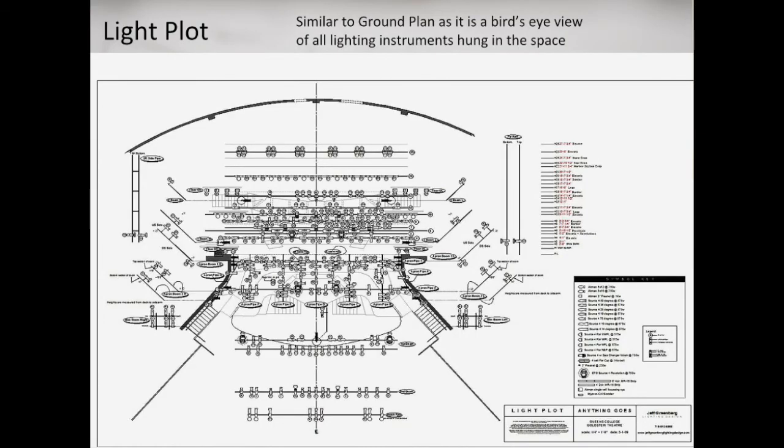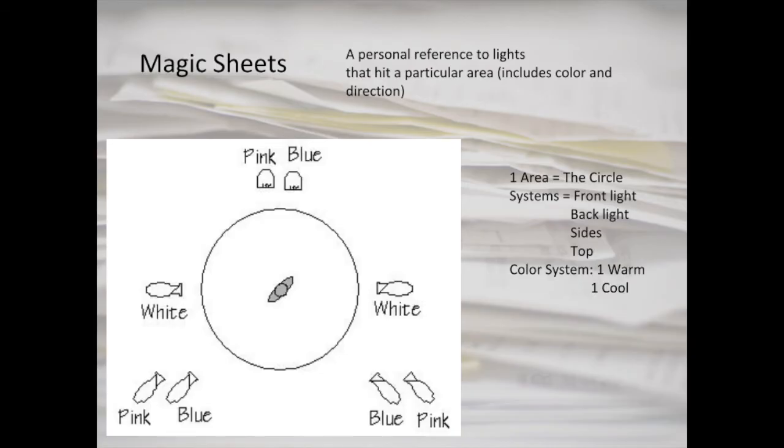A light plot is similar to a ground plan as it is a bird's eye view of all the lighting instruments hung in the space. So you have all of the different pipes, and this will tell you what kind of instruments are being used in each section or everywhere on the stage, and where they're pointed. Magic sheets, a personal reference to lights that hit a particular area, include the color and the direction.